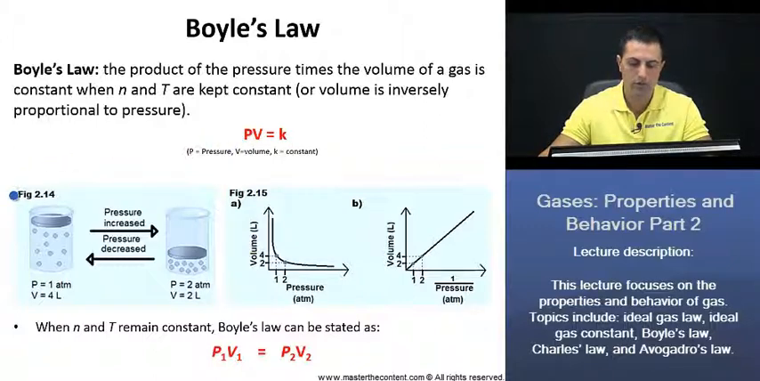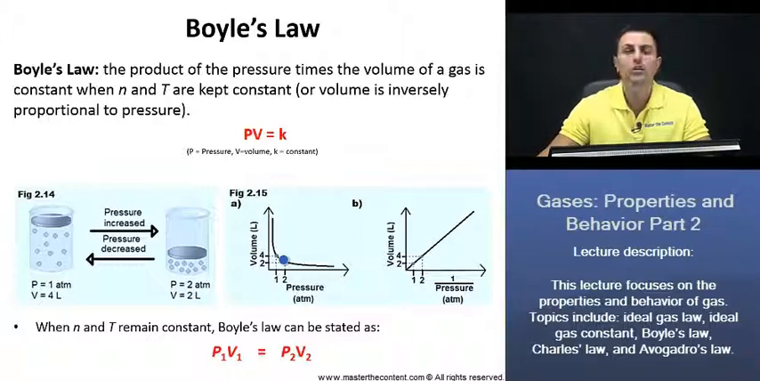Great. Now, if we look here at figure 2.14, we see that as the pressure is increased from 1 atmosphere to 2 atmospheres, thus the pressure has doubled, the volume is going to be halved, right? It goes from 4 liters to 2 liters. And the same relationship applies in the opposite direction as well. Now, if we take a look at figure 2.15a, where we have volume plotted against pressure for a mole of gas at a constant temperature of 0 degrees Celsius, we see that we have a curve being produced here, and that is once again due to the inverse relationship of pressure and volume.